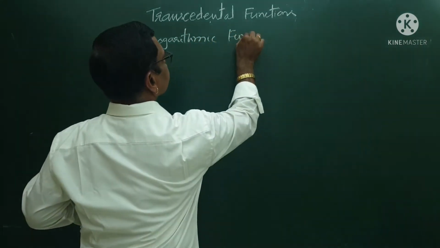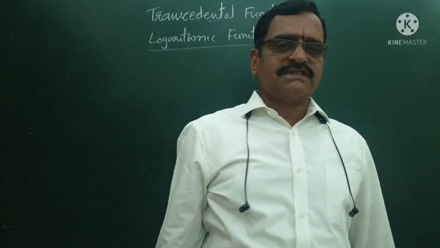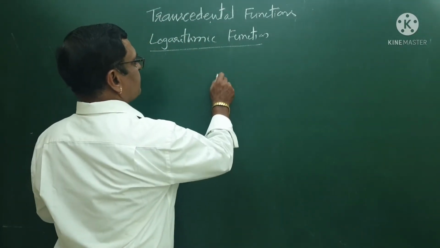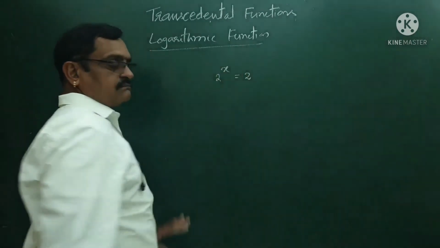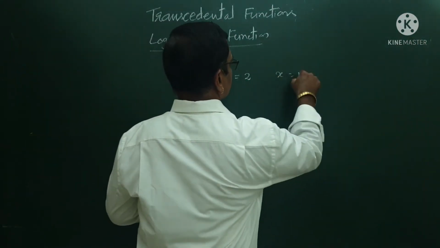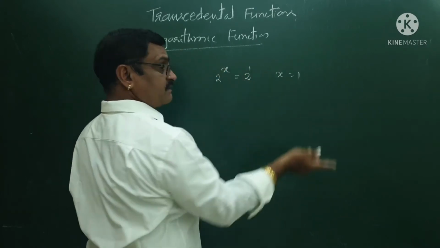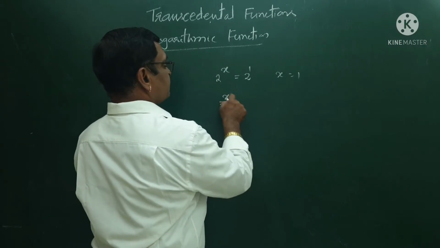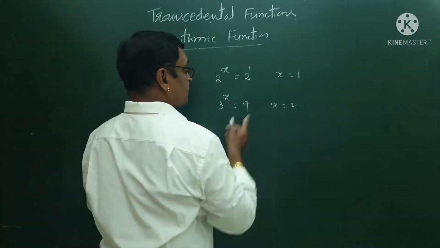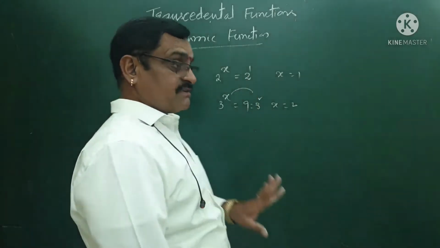Under this category, the next function is the logarithmic function. Let me explain what this logarithm is first of all. Suppose you have an exponential equation like this, say for example 2 power x is equal to 2. We have to solve this exponential equation. Very easily you can solve it: x is equal to 1. How? I can write this 2 as 2 power 1. When the bases are equal, you can equate the powers. x is equal to 1. Similarly, suppose you have 3 power x is equal to 9. Now my x is equal to 2. How did I get the value 2? By writing this 9 as 3 square. Now when the bases are equal, you can equate the powers.